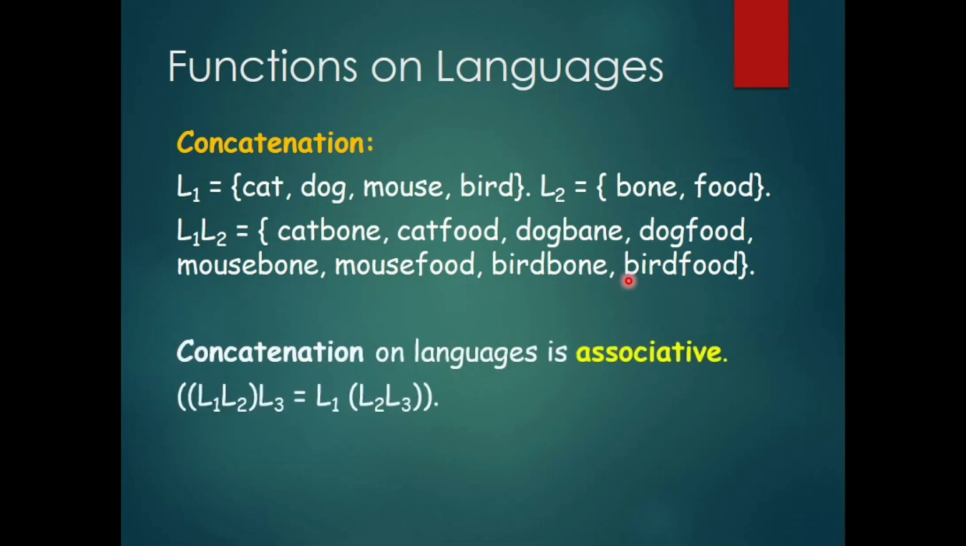And one more important point to be remembered: concatenation of languages is associative. So L1 concatenated with L2, concatenated with L3, is equal to L1 concatenated with L2 concatenated with L3. The same is applicable with strings.